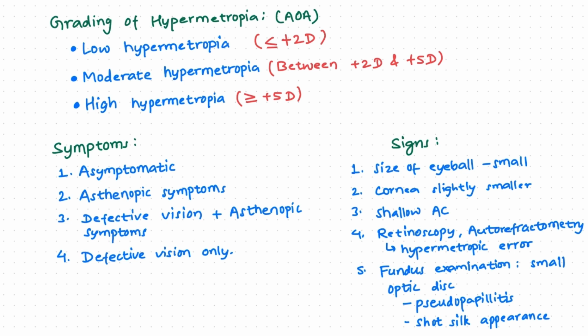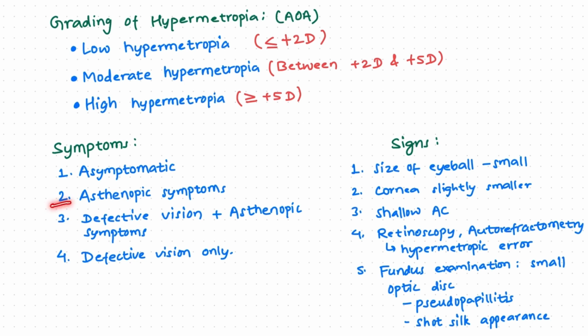Now coming to the symptoms of hypermetropia, it may be asymptomatic as well, as I already told you, because of the ciliary muscle tone there can be some amount of latent hypermetropia, right, which can be corrected by accommodative effort, so that may not produce any symptoms.